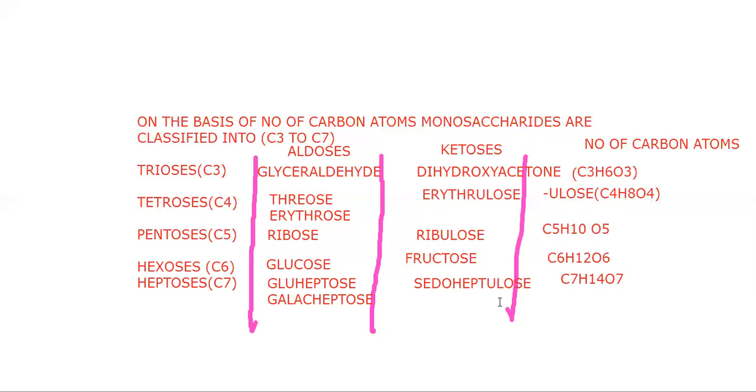So this is the classification of monosaccharides and their examples. This is all for the day. We'll be with part three next, where we'll discuss isomerism in these sugars.